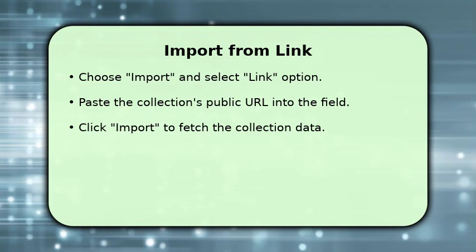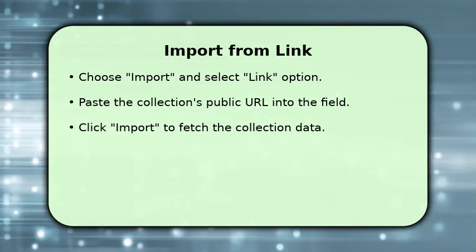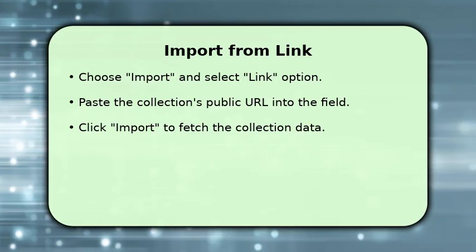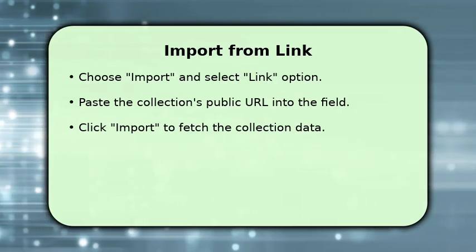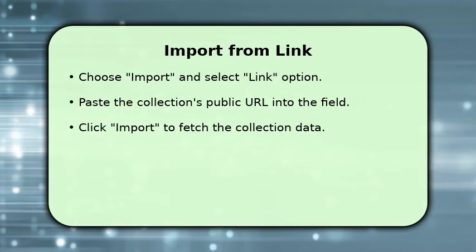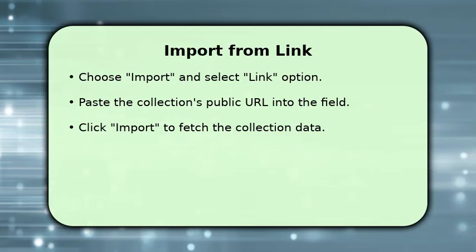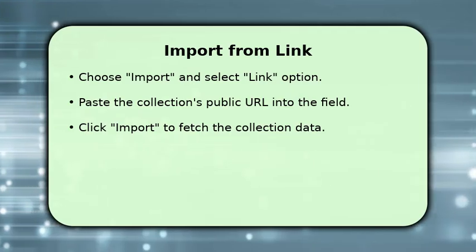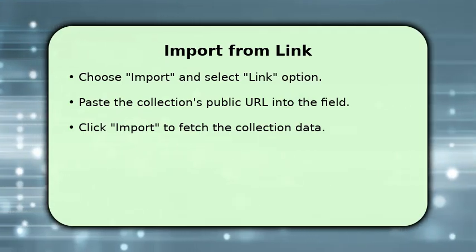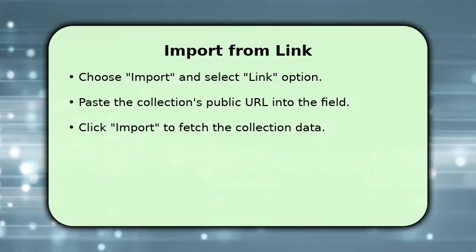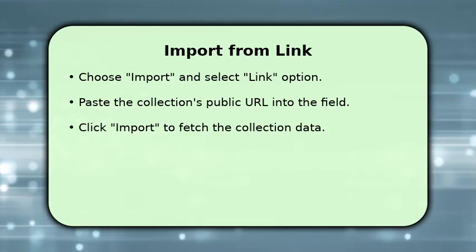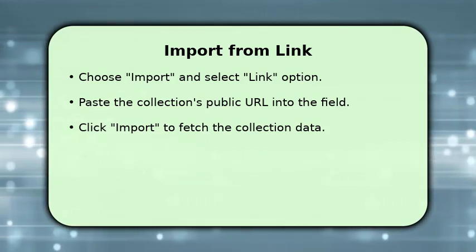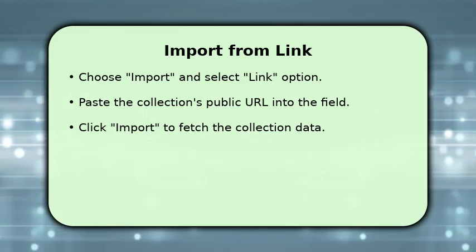Next, we'll explore importing a collection directly from a link or URL. This method is perfect for public collections or those shared via a direct link. Again, click the Import button in Postman. This time, select the Link tab. Simply paste the URL of the collection into the provided input field. After pasting, click Import and Postman will fetch the collection data from the web, adding it to your workspace. This is super handy for quick sharing.